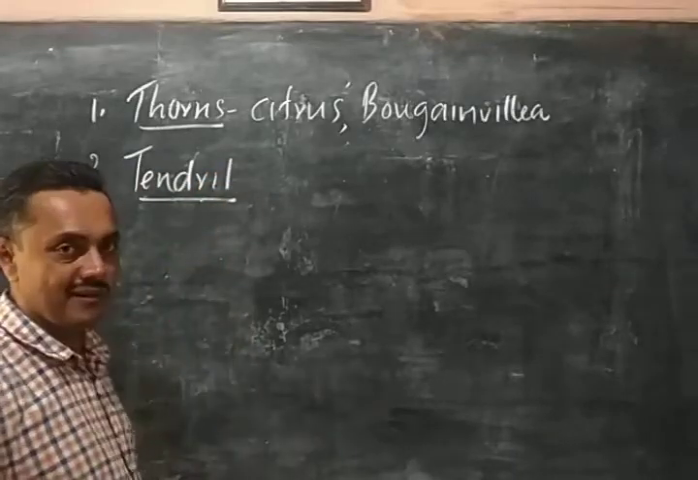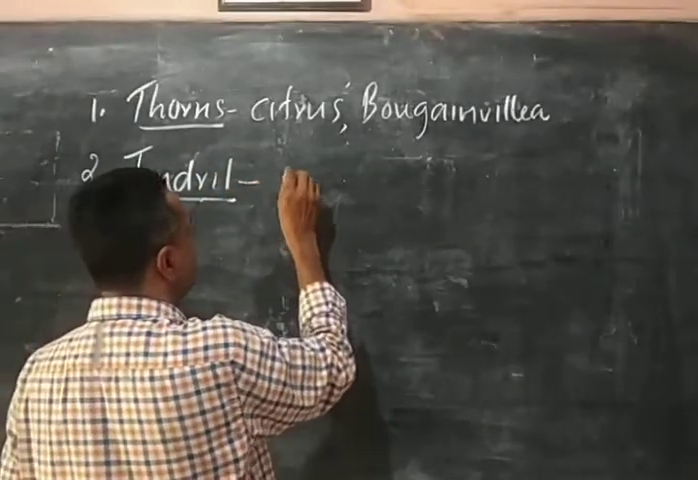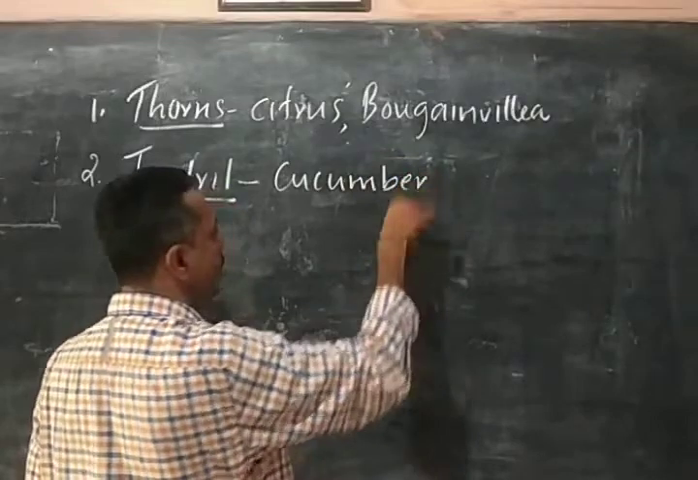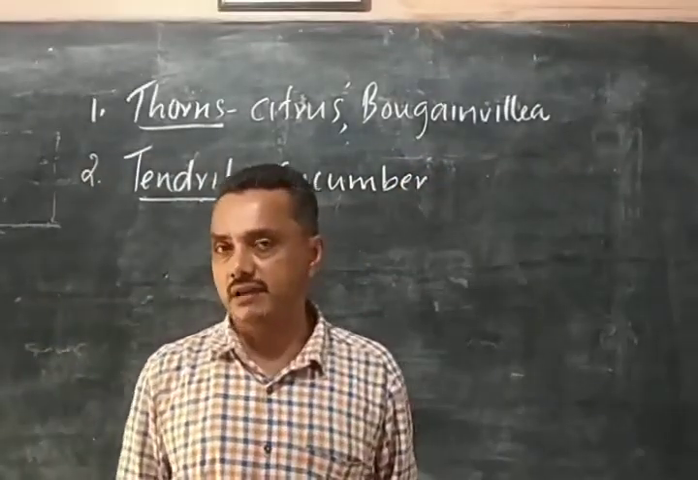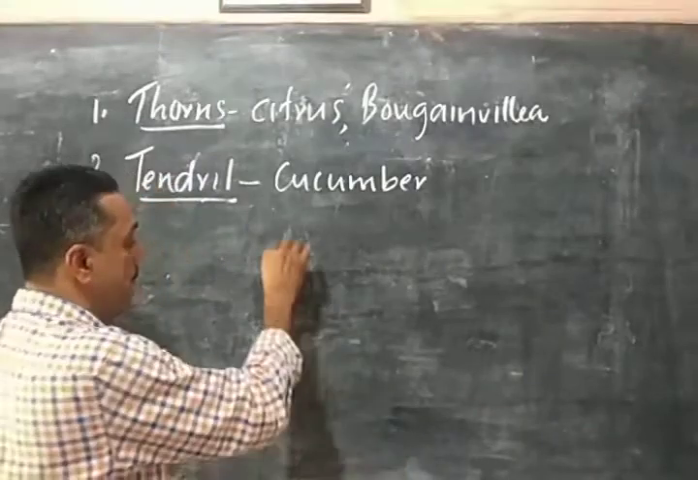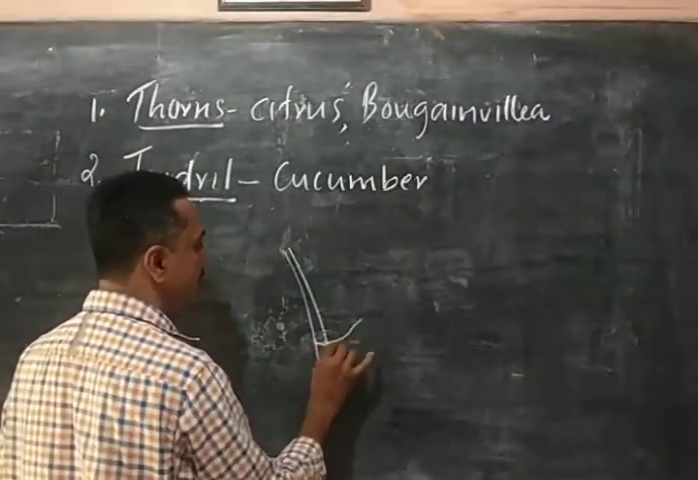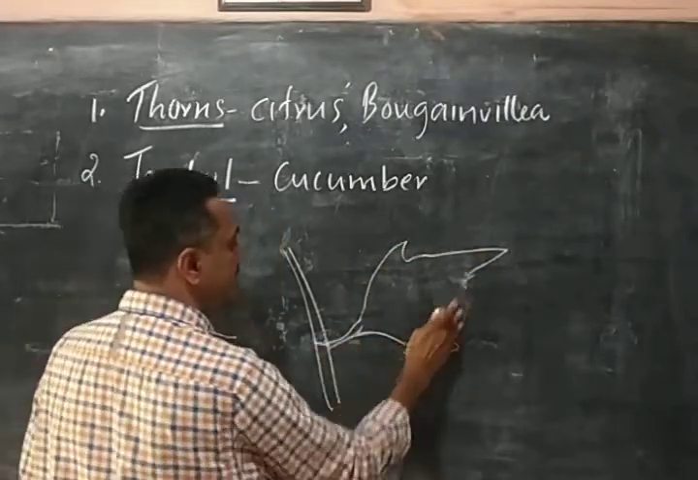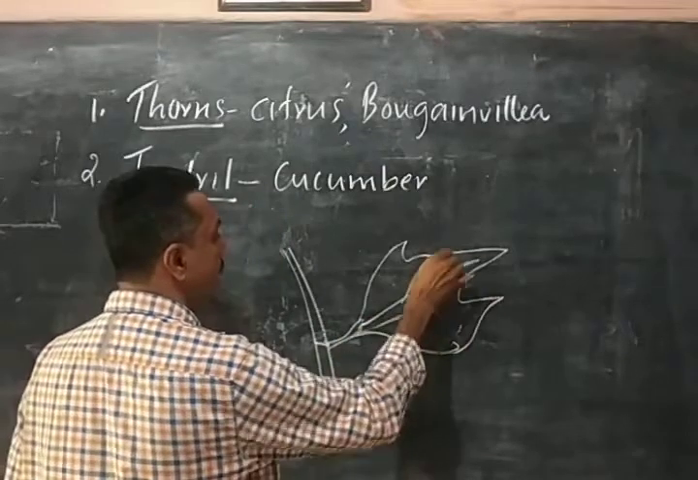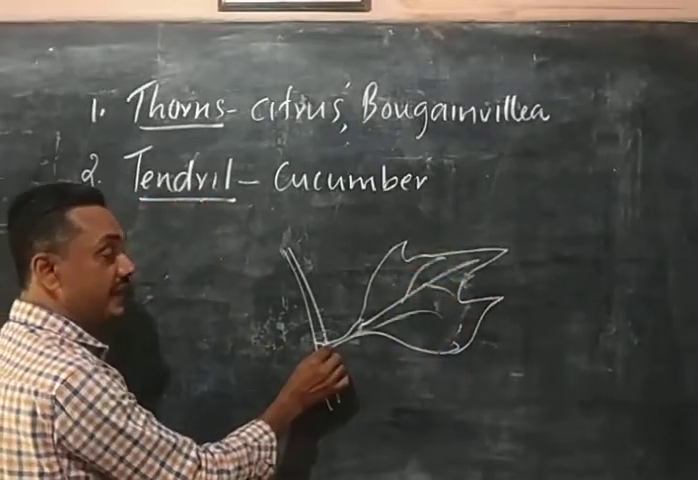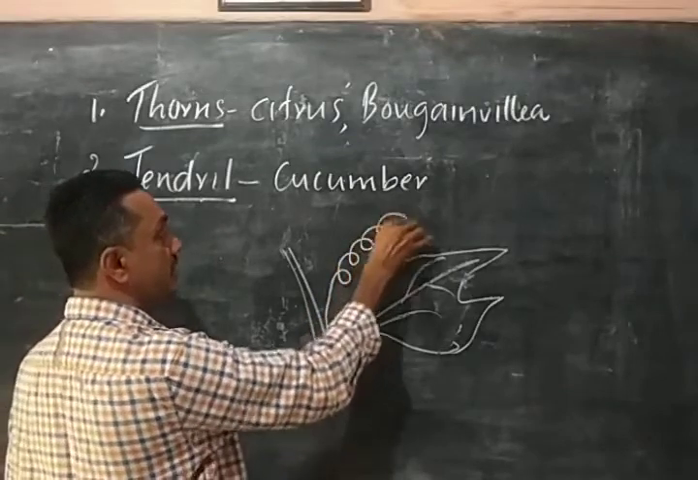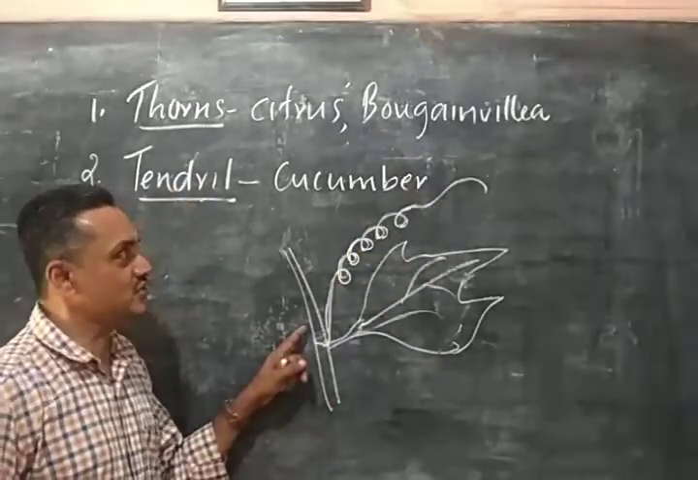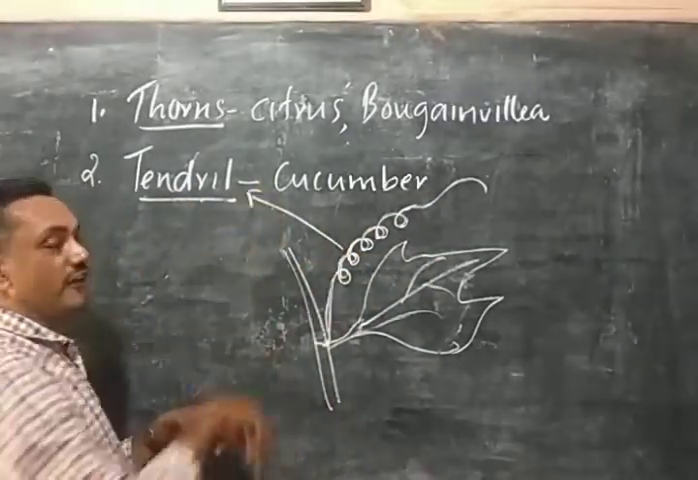Then the second one is called tendril. Tendril is found in plants like cucumber, vegetables, and many climbing plants. Cucumber is a typical example. This is the leaf, and this is the axillary bud. The axillary bud develops into a coiled structure. See, the axillary bud is developing into a spring-like coiled structure. This spring-like coiled structure is called a tendril.